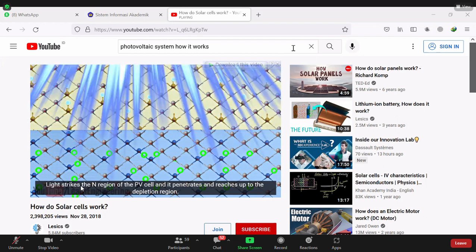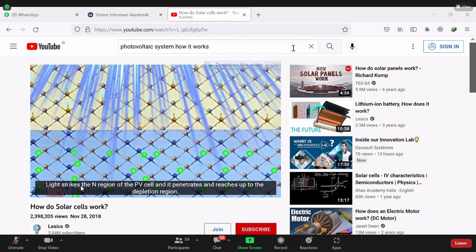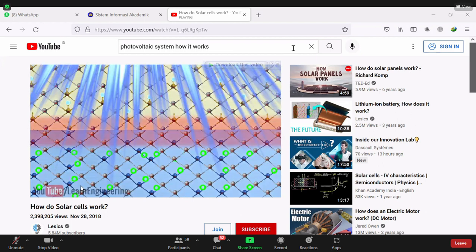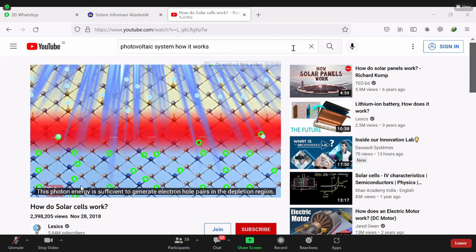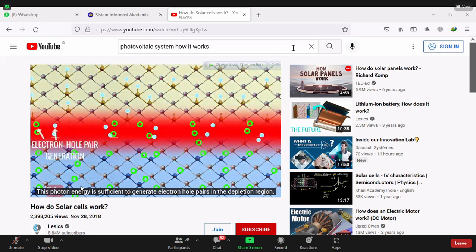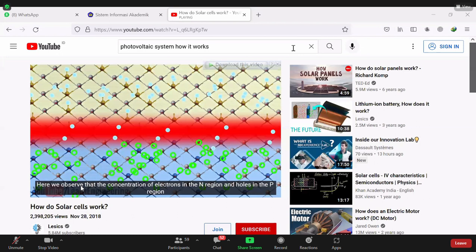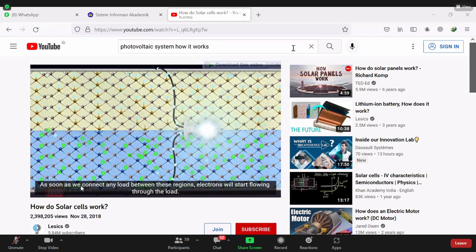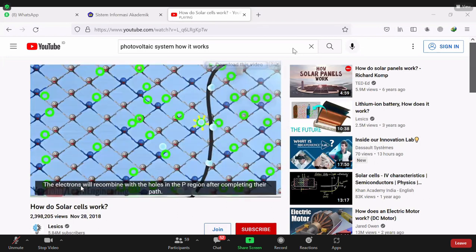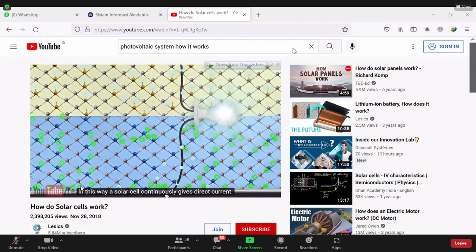The electrons will recombine with the holes in the P region after completing their path. In this way, the solar cell continuously gives direct current. In a practical solar cell, you can see that the top N layer is very thin and heavily doped, whereas the P layer is thick and lightly doped. This is to increase the performance of the cell.